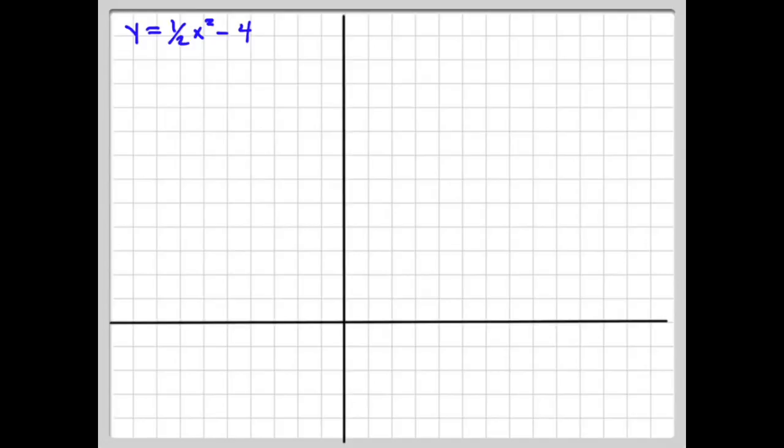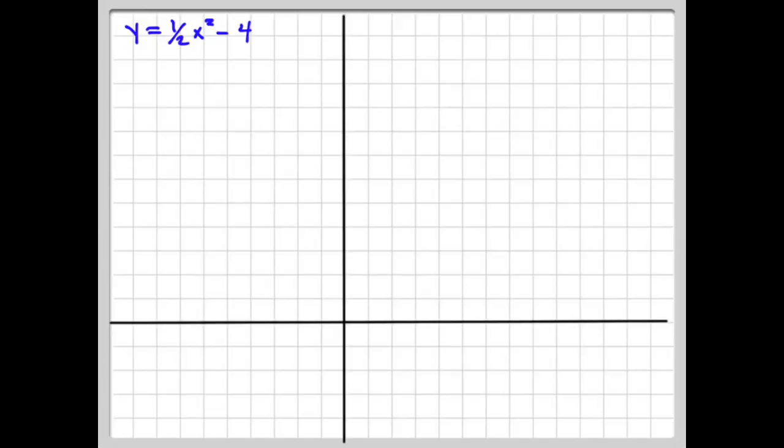Okay, so let's think about this. What is this 1/2 going to do? It's a shrink. It's a vertical shrink because it's smaller than 1. What does the -4 do? Shift it down. It's a shift because it's out here, not attached to the x squared. And it's down because it's -4.